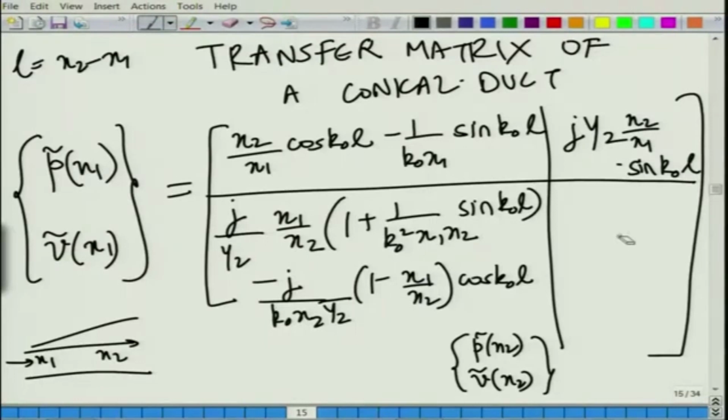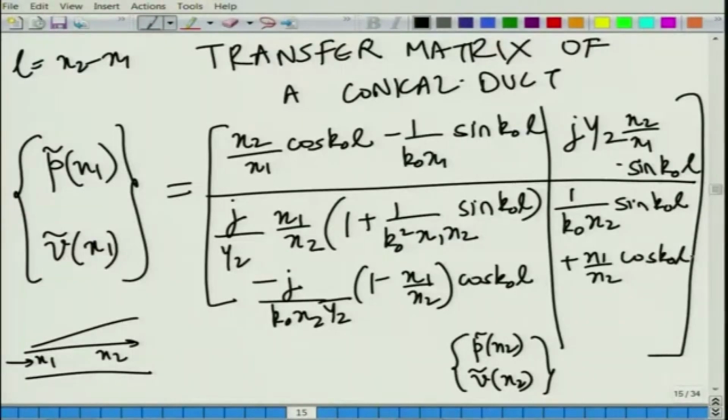So, this is pretty tedious algebraically. And what do we do for the other term? That is the term that is present here. It is 1 by k naught times x2 into sine of k naught L plus x1 by x2 into cos of k naught L. Okay. So, this is a pretty tedious expression compared to the case for a uniform duct.